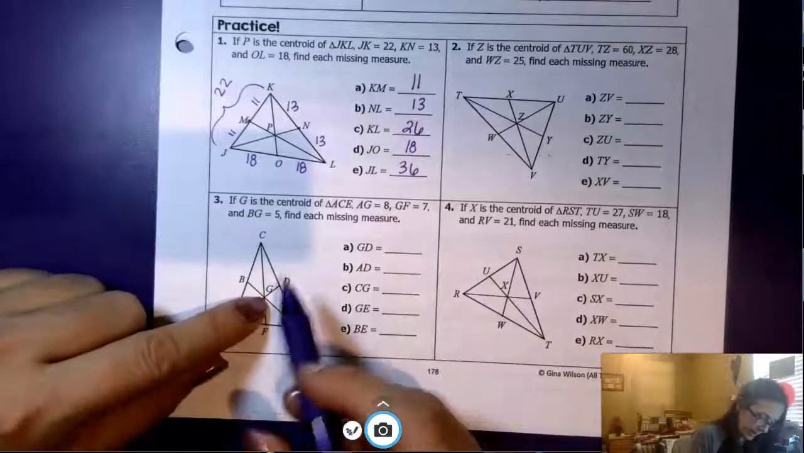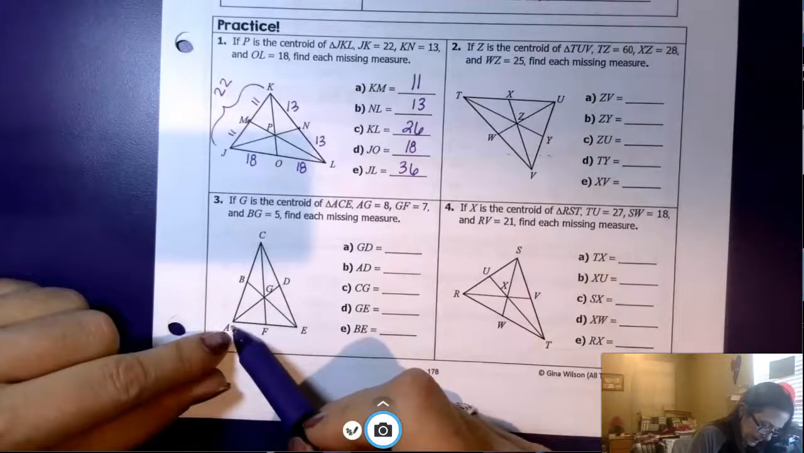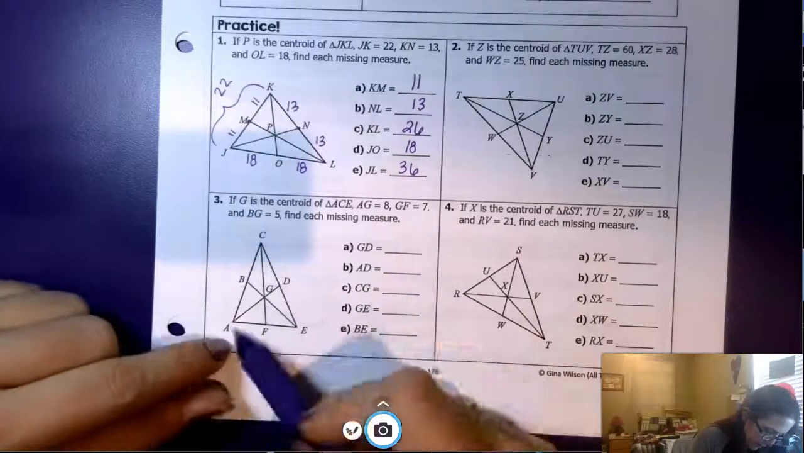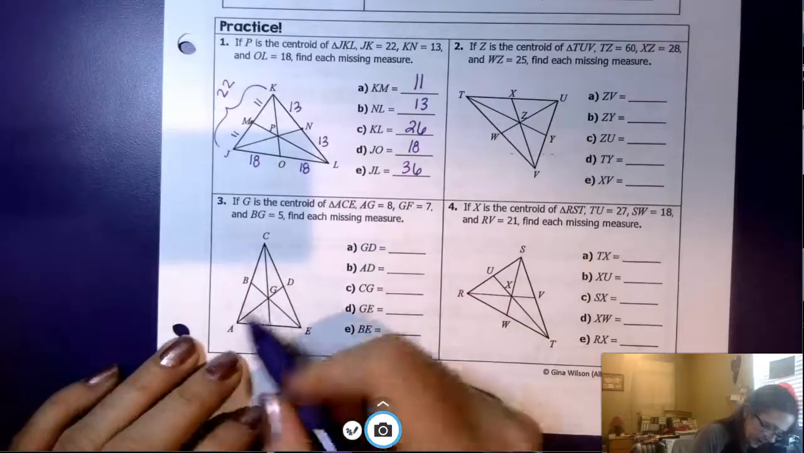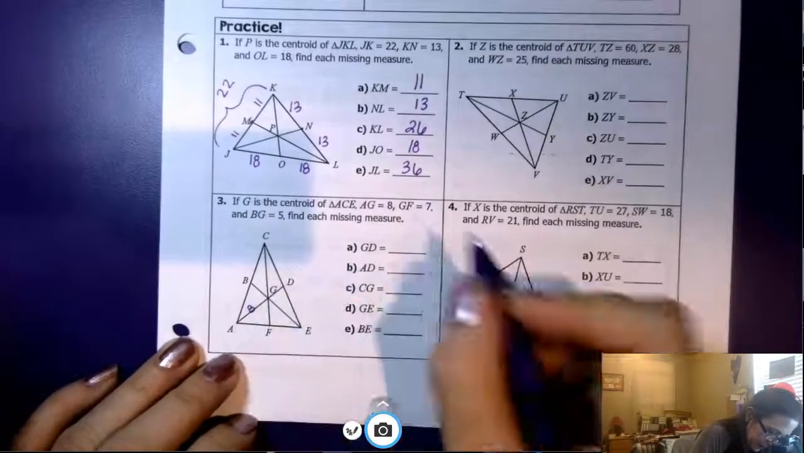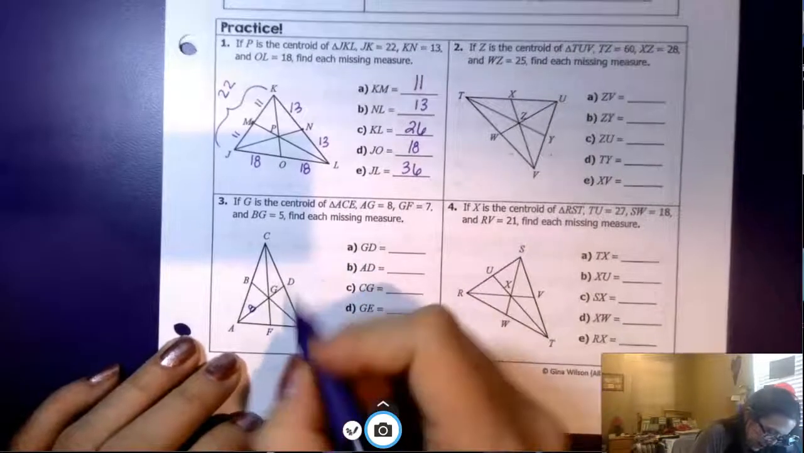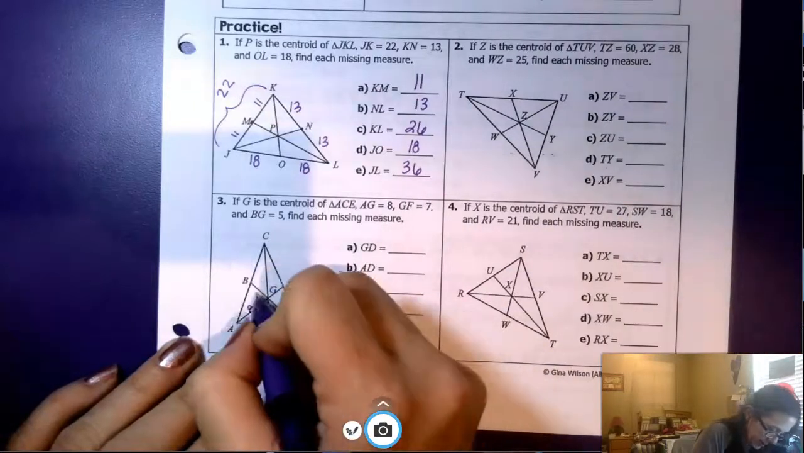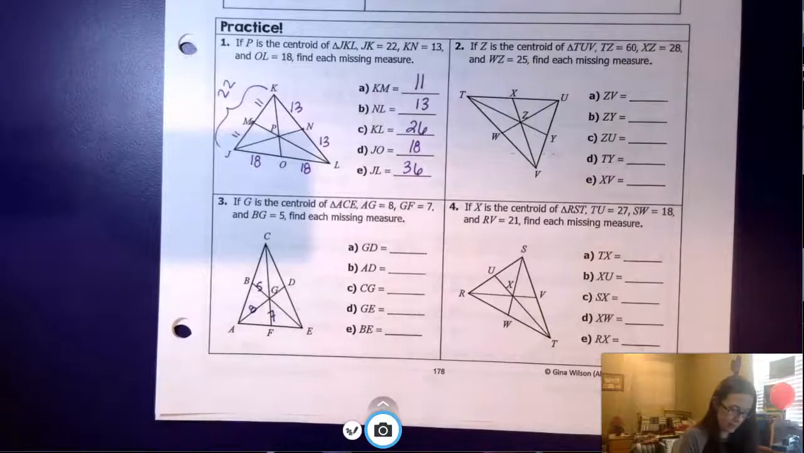Here, G is the centroid of triangle ACE. AG, this length right here, is going to be 8. GF, this length right here, is going to be 7. And BG, this length right here, is going to be 5. So you have to ask yourself, do you have the smaller side or the longer side? Because you have the middle, the end pieces here.